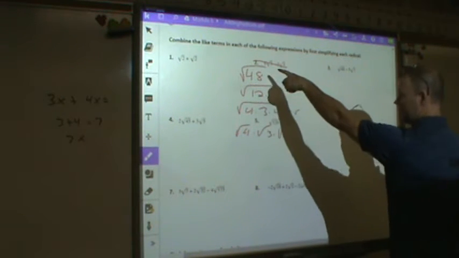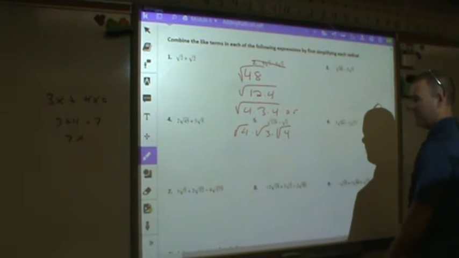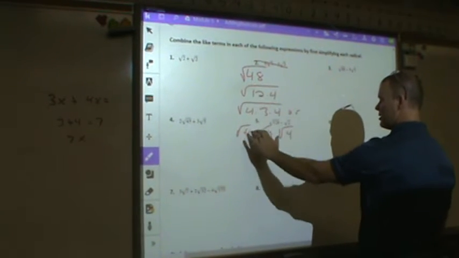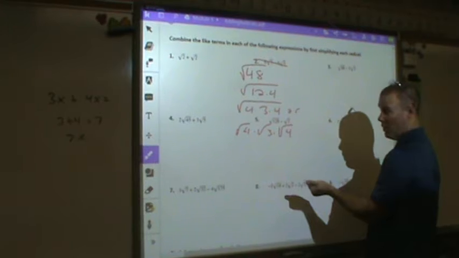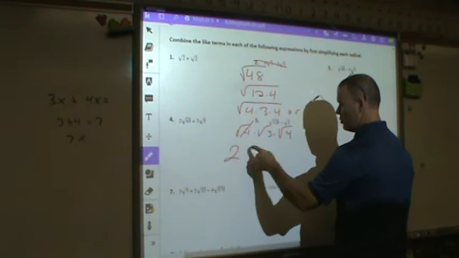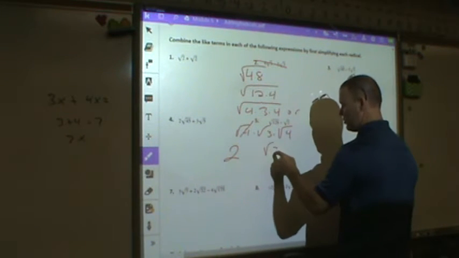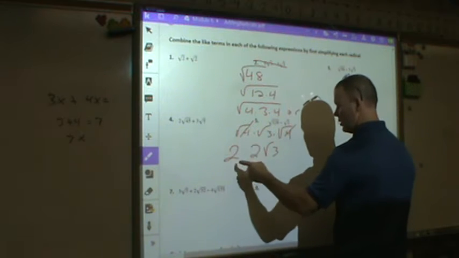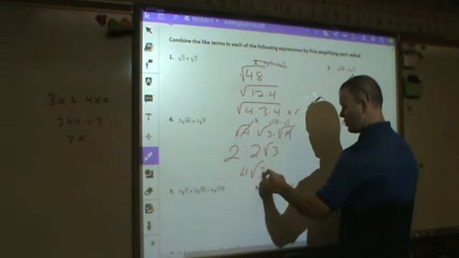Same thing, right? All of these are the same thing, just written differently. But these are written as perfect squares, and one that's not. The square root of 4 is 2, the square root of 3 stays the square root of 3, the square root of 4 is 2, 2 times 2 is 4, 4 square root of 3.